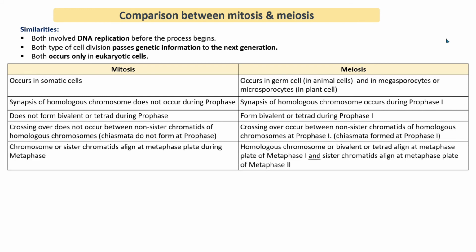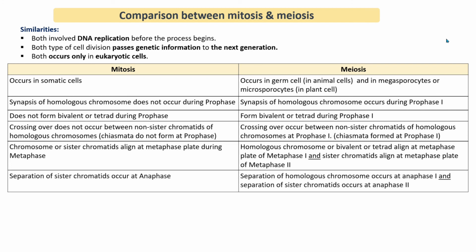In mitosis, chromosomes, or sister chromatids, align at the metaphase plate during metaphase. Meanwhile, in meiosis, homologous chromosomes, or bivalent, or tetrad, align at the metaphase plate of metaphase I, and sister chromatids align at the metaphase plate of metaphase II. In mitosis, separation of sister chromatids occurs in anaphase. Meanwhile, in meiosis, separation of homologous chromosomes occurs at anaphase I, and separation of sister chromatids occurs at anaphase II.